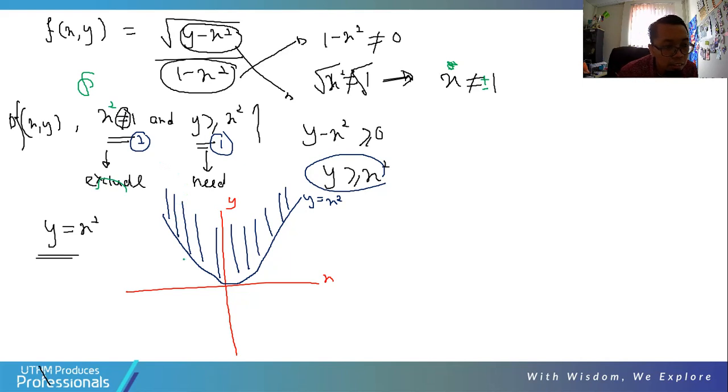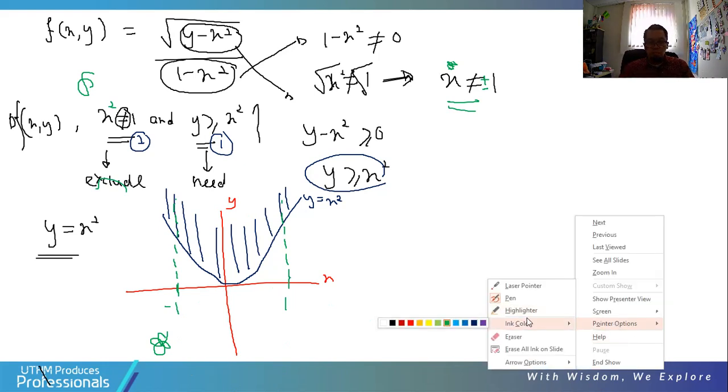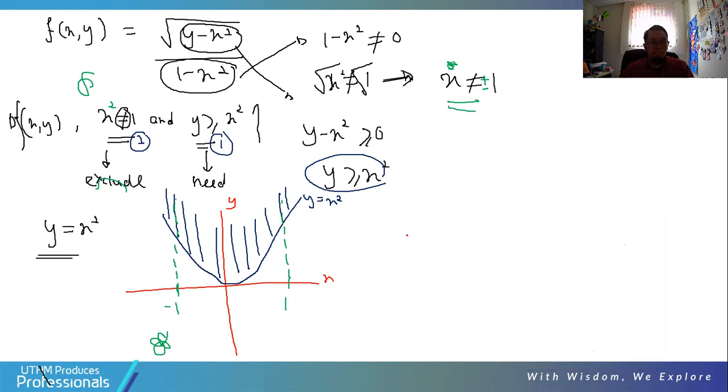Okay, sini 1, negative 1 and 1. So bila you here, you akan dapat negative 1 and 1. Okay, so dia punya line here. So yang kita buat garisan putus-putus, the dash line here represent for x squared equal to 1. Okay, so here this is the way how you can sketch the domain.